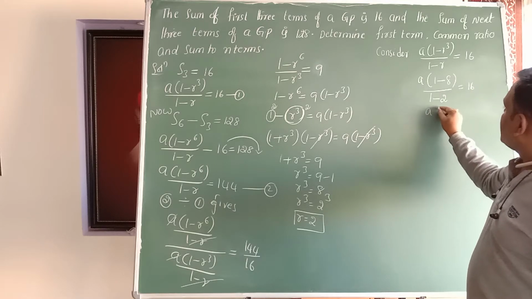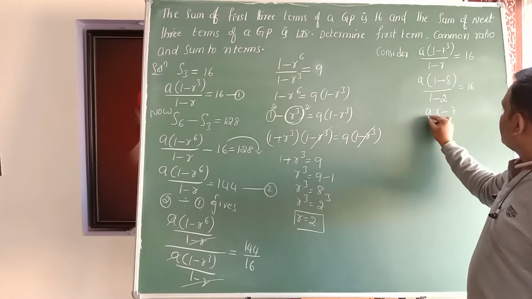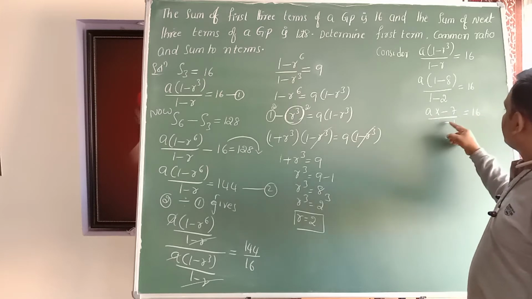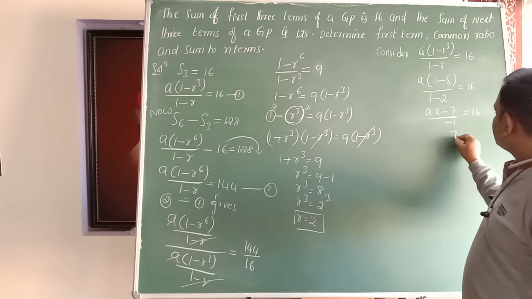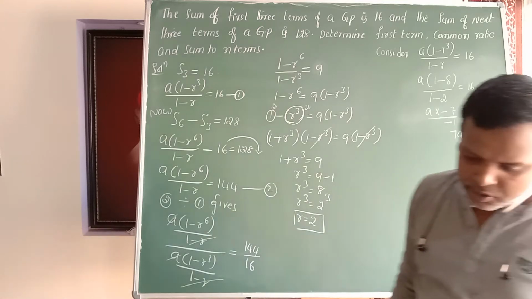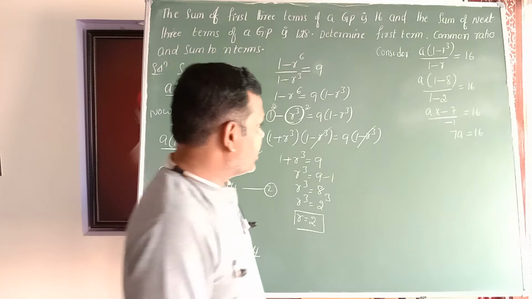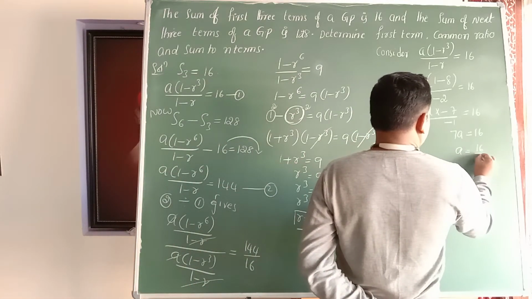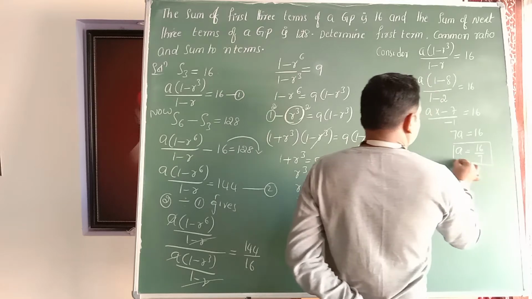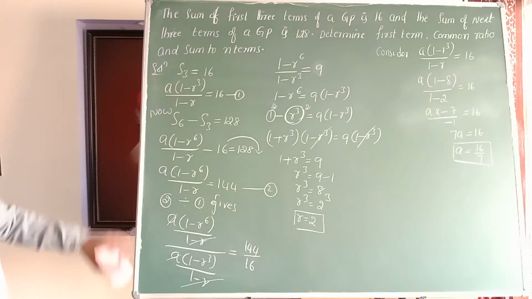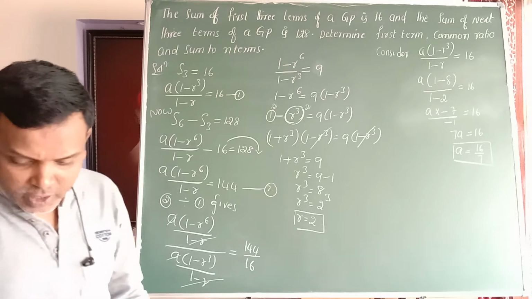Now it becomes a into minus 7 divided by 1 minus 2, which is minus 1, is equal to 16. Minus minus gets cancelled. 7a is equal to 16. I am right? So then a is equal to 16 by 7. So we have the first term and the common ratio. But we have to find out the sum to n terms. Sum to n terms formula here.